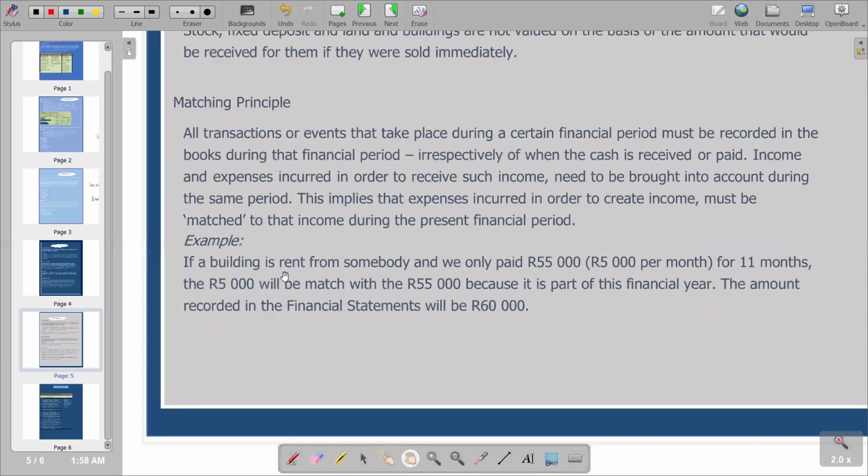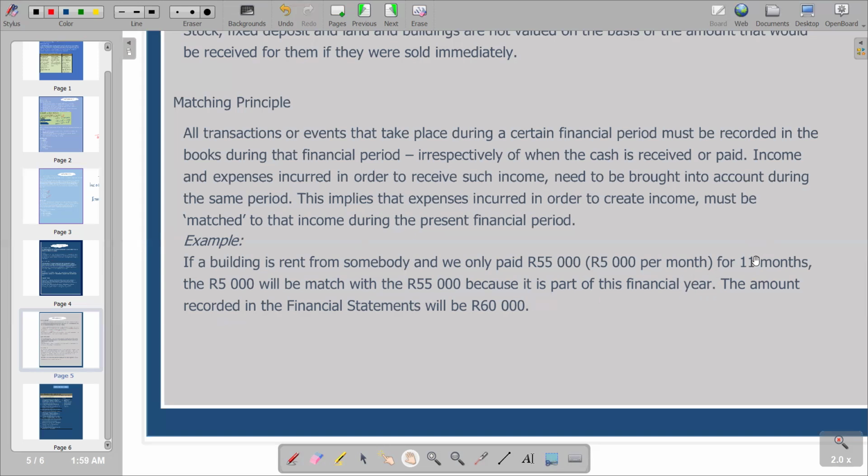And on the example, if a building is rented from somebody, and we only paid 50,000 rands, that is 5,000 per month for 11 months. If you paid 11 months, the financial period has 12 months, so there's one extra month that was not paid. So the 5,000 rands would be matched with the 55,000 rands, because it is part of this financial year. So it should be recorded.